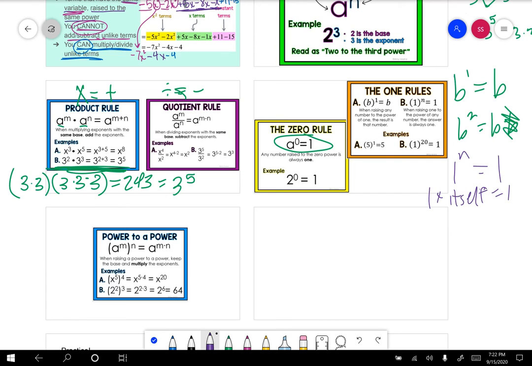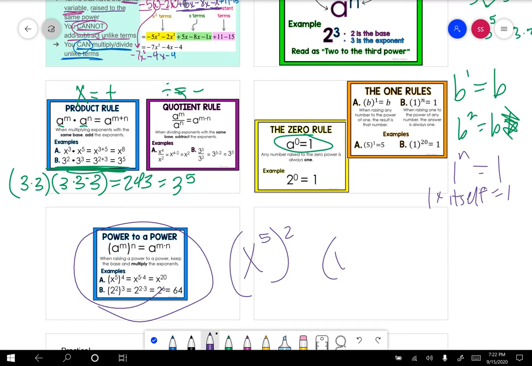Power to a power, you won't really see this very much in this class, but I wanted to mention it just in case you were curious. If you have some variable raised to some power, and outside of that, you have that whole thing raised to another power, so x to the fifth raised to the second power, that's like saying x times x times x times x times x, all raised to the second power. It's basically the same thing as multiplying those two numbers. So it'd be equal to x to the 10th.